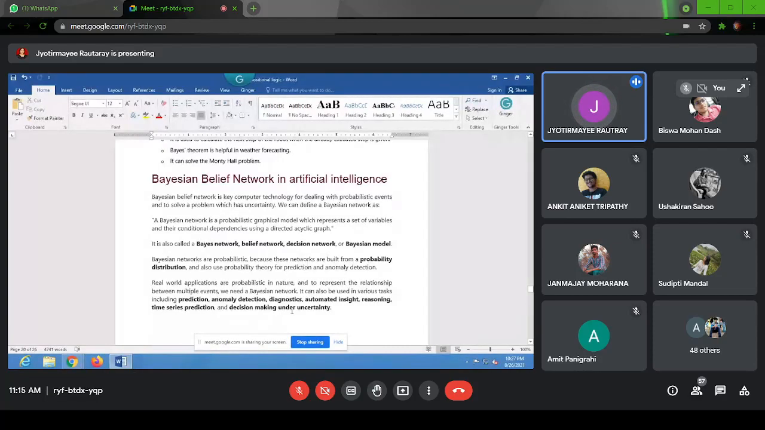In your syllabus, it is given as decision tree. The Bayes network is a tree-like structure, that's why we call it a decision tree. We have to use probability distribution. You have to write these three points. Also, if the question is asked in your exam, you have to write its applications: prediction, anomaly detection, diagnostic, and automated insight.